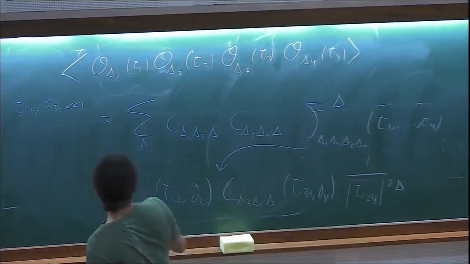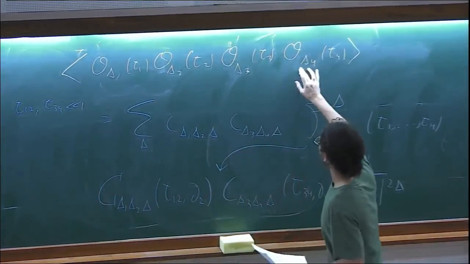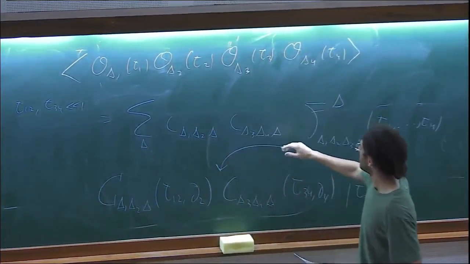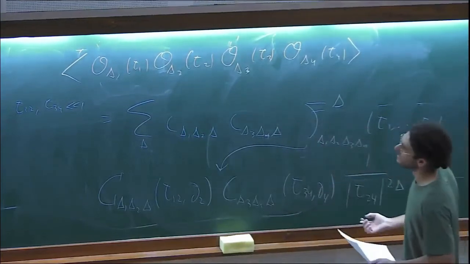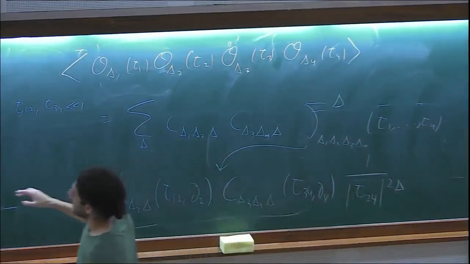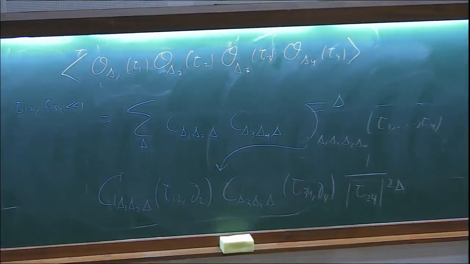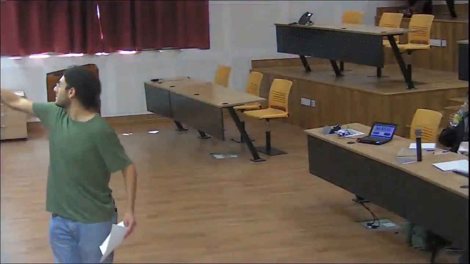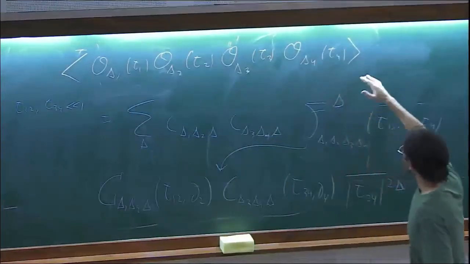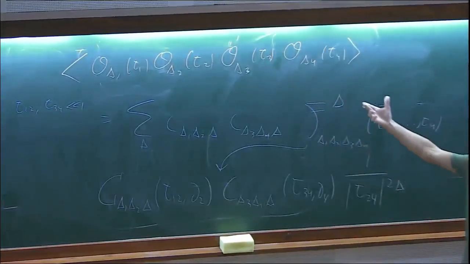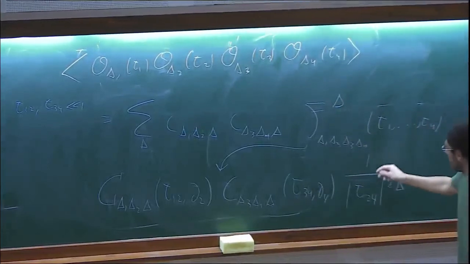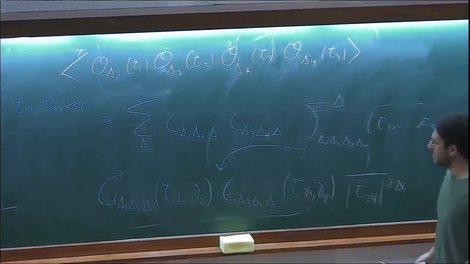That's just that formula. Then I apply the formula to these two guys. I get C of delta 3, delta 4, delta, and then a capital C of tau 3, 4, delta 4. And I also had this O of delta k from this guy at tau 2, and an O of delta k from these guys at tau 4. And I compute their correlation function. It's a two-point function. That gives 1 over tau 2, 4 to the 2 delta.